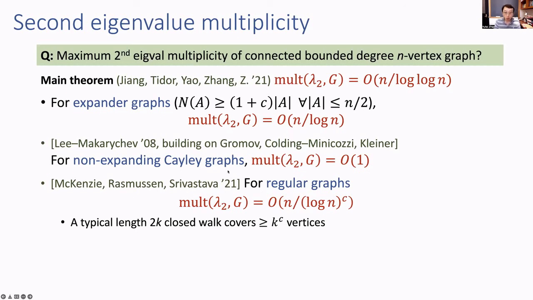Another is that their work introduces some interesting ingredients, which actually prove a new result about simple random walks. They show that a simple random walk of length 2k, a closed walk, a typical closed walk in such a bounded degree graph, typically covers a polynomial in k number of vertices. So a prototypical simple example of this is that if you do a simple random walk on an integer line, then typically you cover around square root k vertices, but this turns out to be true in general for bounded degree graphs.